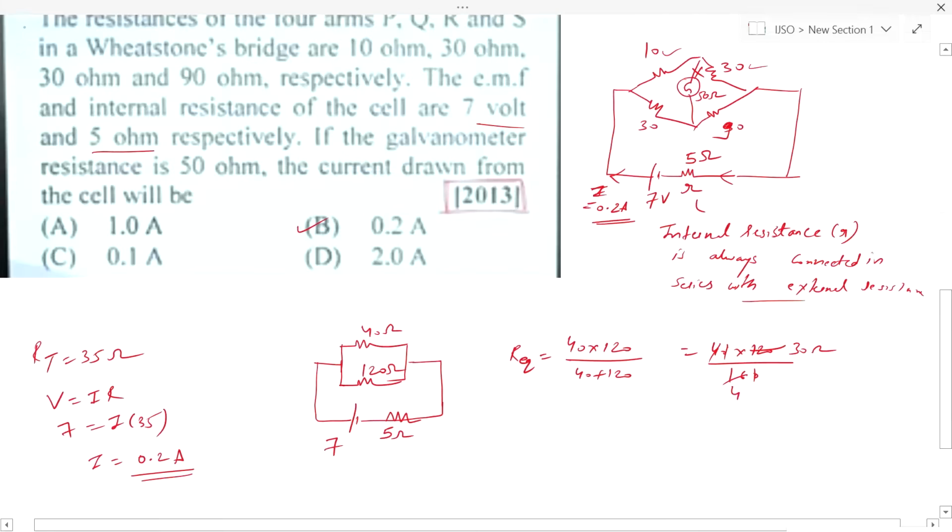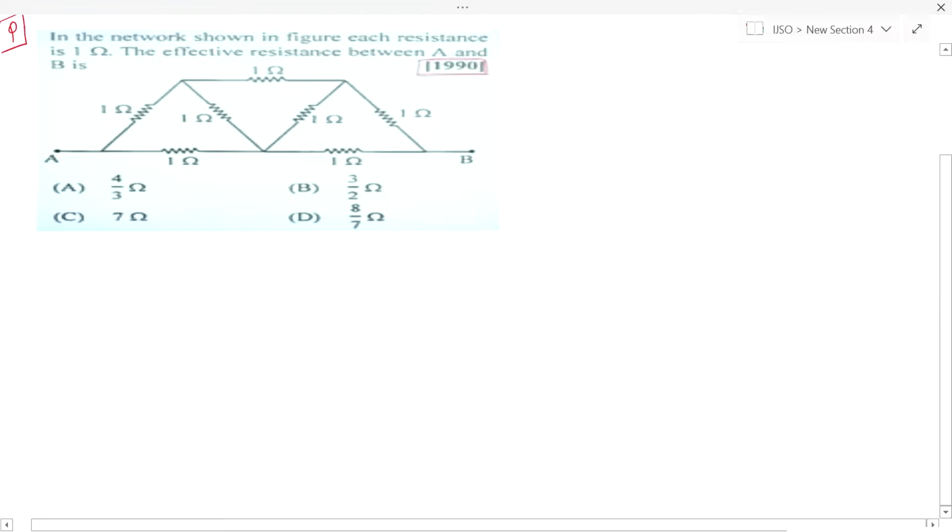Which one? Okay, this only, no? Yeah. So basically, it's a Wheatstone bridge, this one. There is a new concept also, but for that, one minute. Let me include that question.